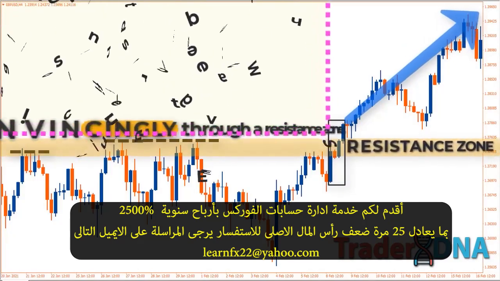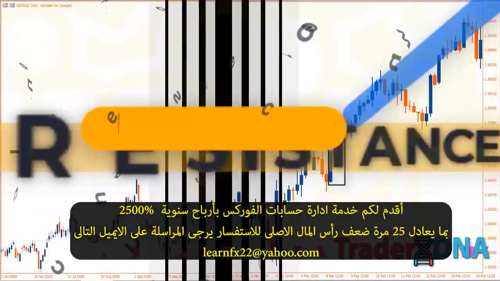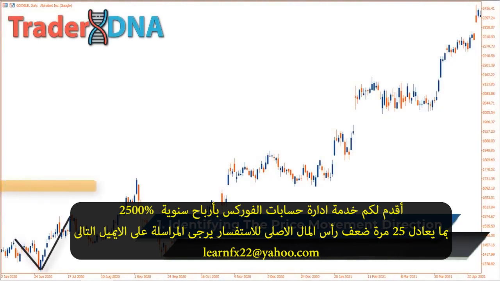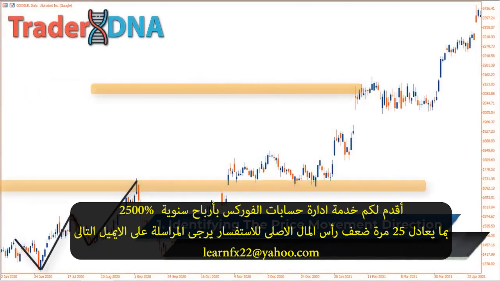The support and resistance breakout strategy involves the following steps. Step number 1. Identifying the price movement direction. If there is an uptrend, we should expect a resistance breakout.